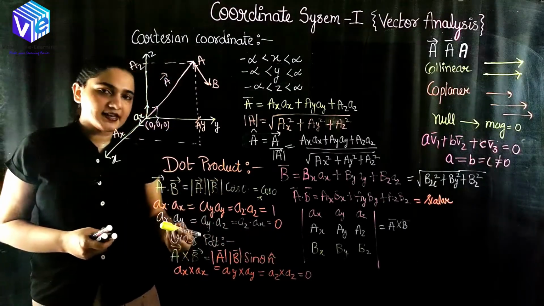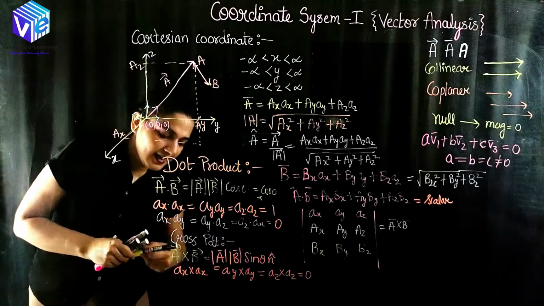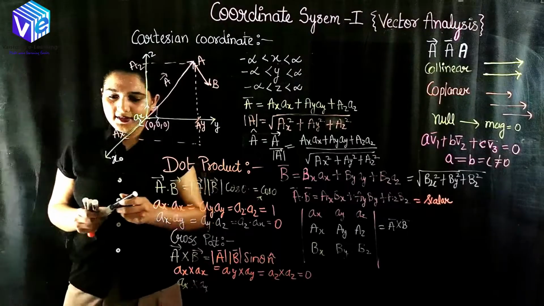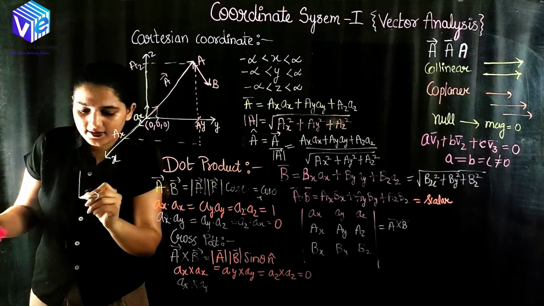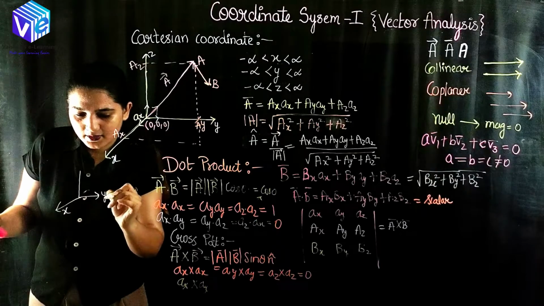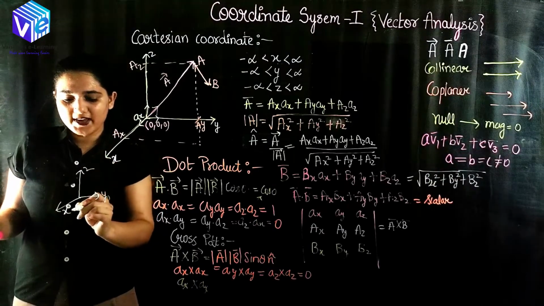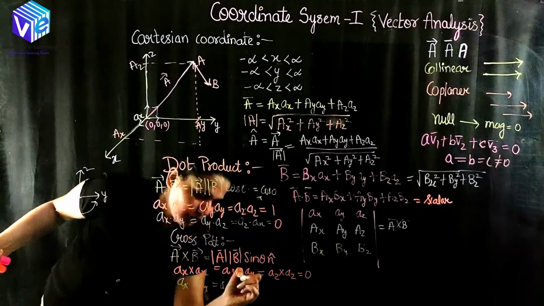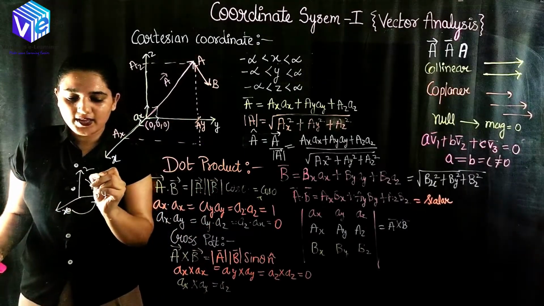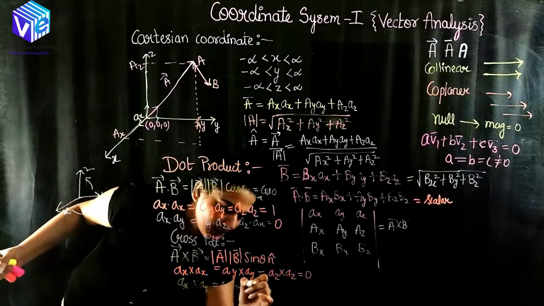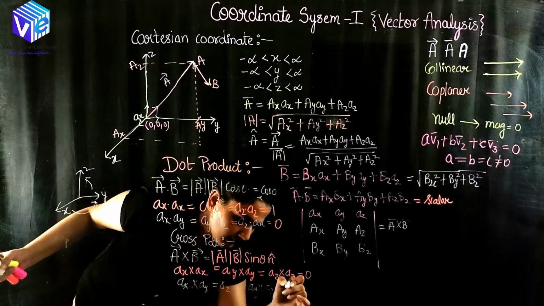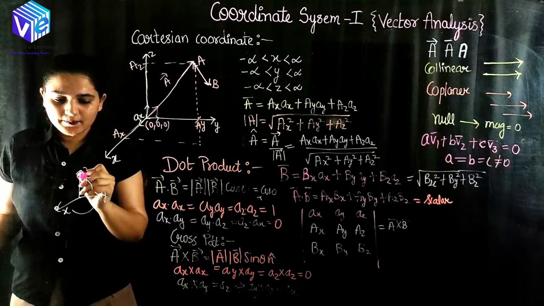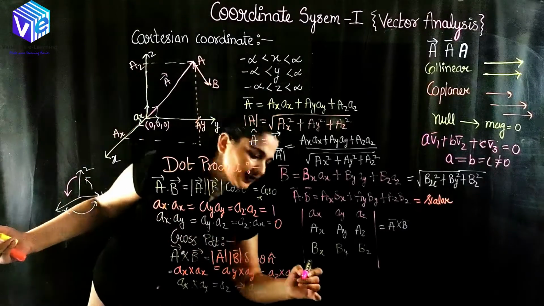Now if I need to find out AX cross AY, I will be using this graph in this case. Here we have X, Y and Z directions. If I need to find out AX cross AY, it will give me AZ. Similarly, if I need to find out AY cross AZ, it will give me AX. Now if I need to find out AZ cross AX, it will give me AY.